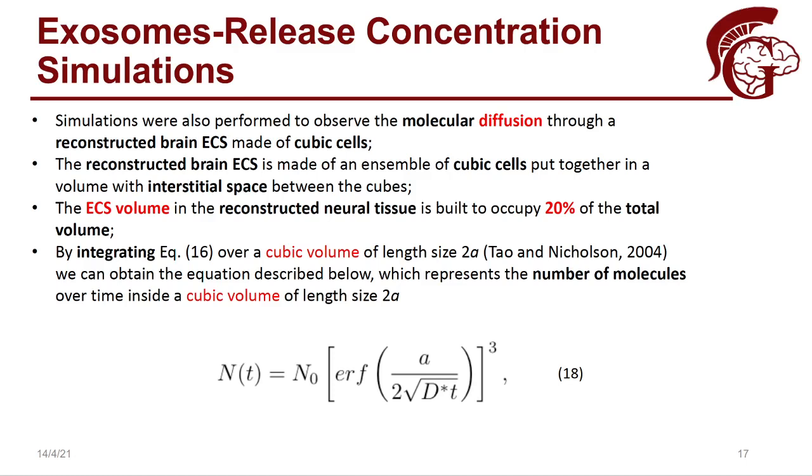We also performed simulations to observe the molecular diffusion through the reconstructed brain extracellular space made of cubic cells. This reconstruction is made by putting together cubic cells in a volume where the gaps or the spaces between the cubes represent the brain extracellular space. The volume of the extracellular space in this reconstructed volume is about 20% of the total volume, which is in agreement with the volume fraction of the extracellular space in the human brain.